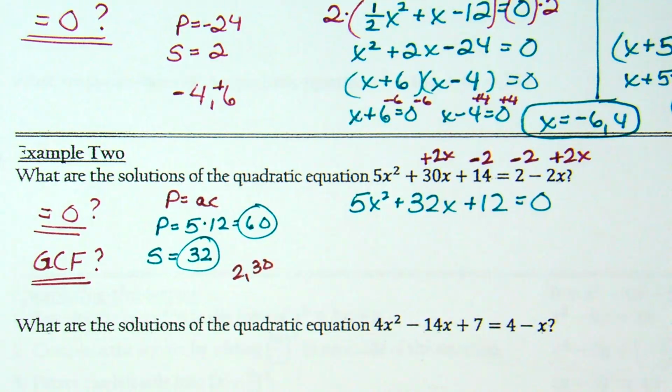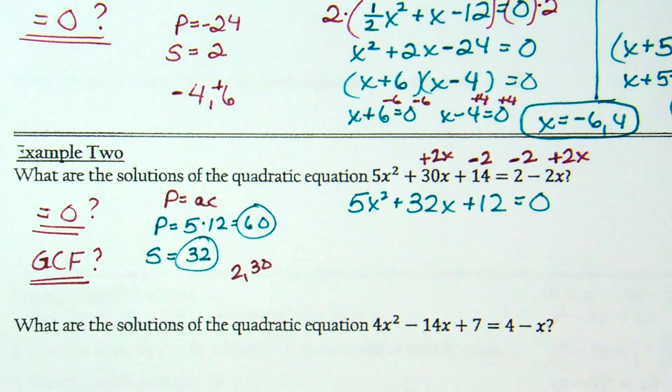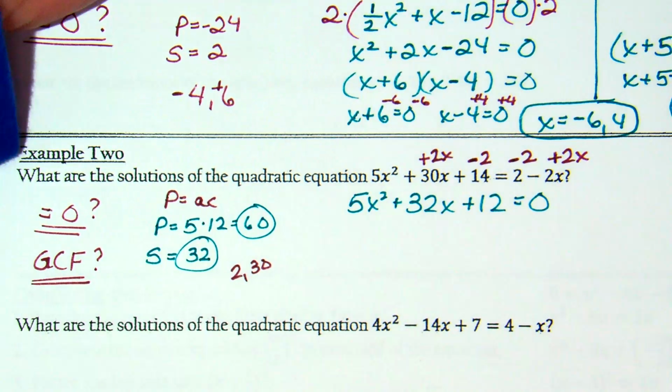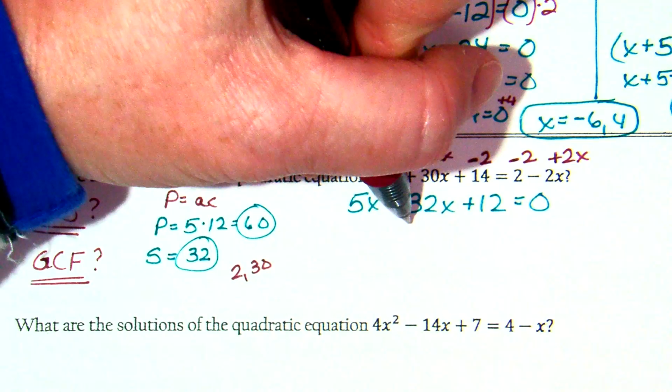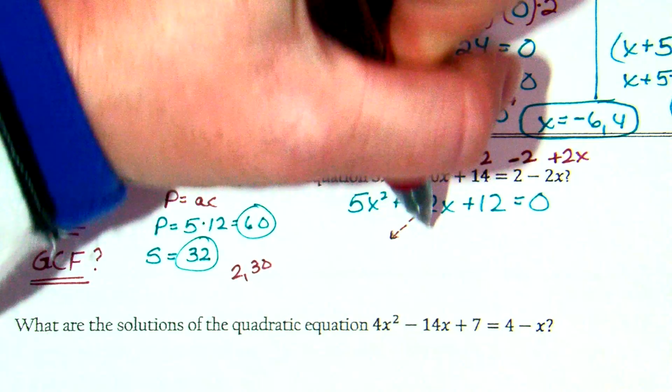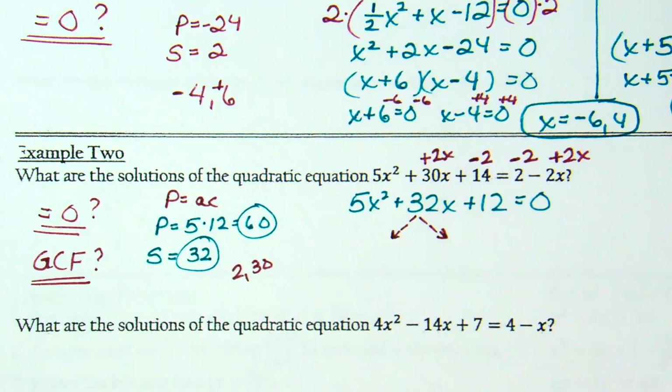Now, if you didn't happen to come up with it that easily, you can go through and make your list. 1 and 60, 2 and 30, 3 and 20. But if you find it, you don't have to make that list. Now, what do I do with that 2 and 30? We don't just go straight to the parentheses in this type. Split the middle term.